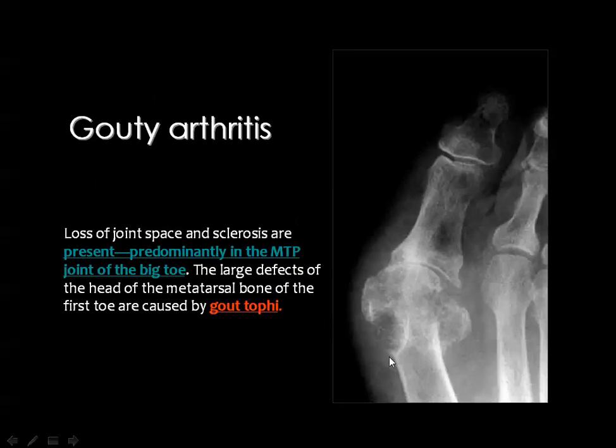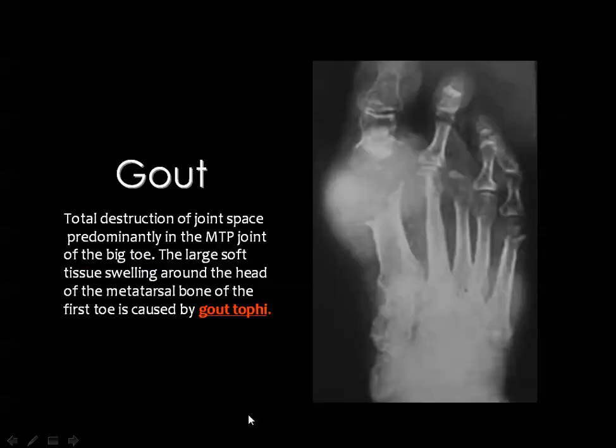Here is an example of gout in a classic location, the metatarsophalangeal joint of the big toe. You see the erosive changes which are away from the articular surface and associated with soft tissue swellings representing tophi. And this is an advanced case of gout affecting a classic location in the foot, which is the metatarsophalangeal joint, with extensive soft tissue swelling due to tophi.